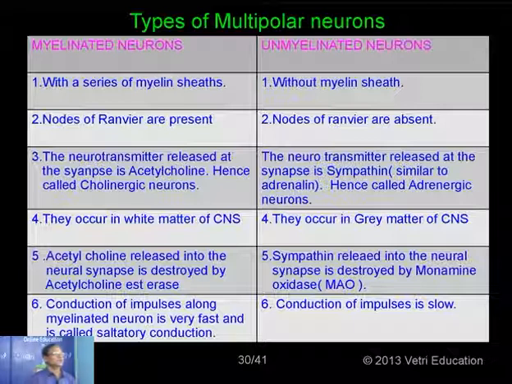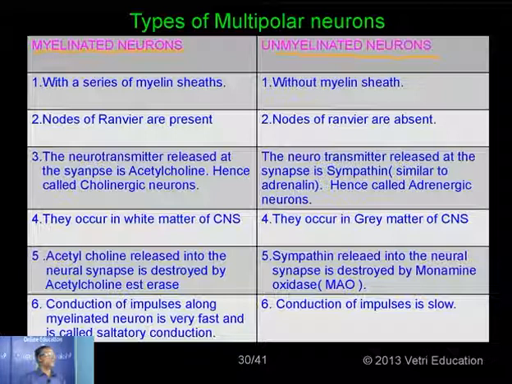Some neurons have a fatty layer, what we call the myelin sheath. Those neurons having this myelin sheath are called myelinated neurons. Some neurons without the fatty layer are called unmyelinated neurons. The fatty layer is called myelin sheath or medullary sheath. Neurons with the fatty layer, we'll discuss in detail later. And these are all the neurons without medullary sheath or fatty layer. They are called unmyelinated neurons.